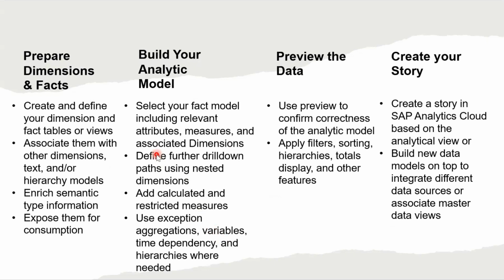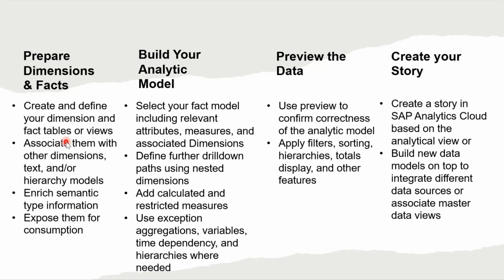So these are the basic steps of how we create an end-to-end design in SAP Datasphere. First we prepare dimensions and facts. So we create a dimension table and a fact table. We do all kinds of associations or joins based on our requirement, which we have already covered with the other components of the data builder. So we can create and define dimensions and fact tables or views. We can associate them with other dimension text or hierarchy models. We can enrich them with semantic type information and expose them for consumption. So these are the things we need to do first. This is the first step.